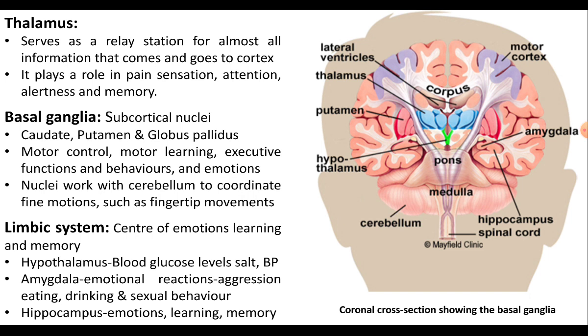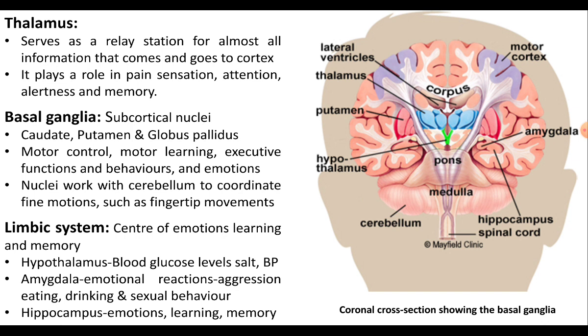The lateral sides of the diencephalon is called the thalamus, where it mainly serves as a relay station for almost all the information that comes and goes to the cortex. The thalamus connects the two sides of the diencephalon, and it plays a role in pain sensation, attention, alertness and memory.